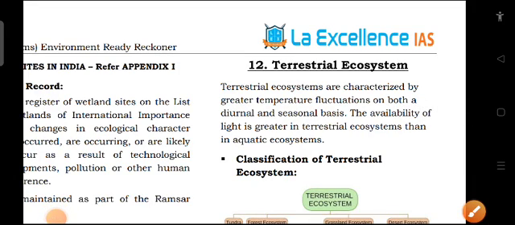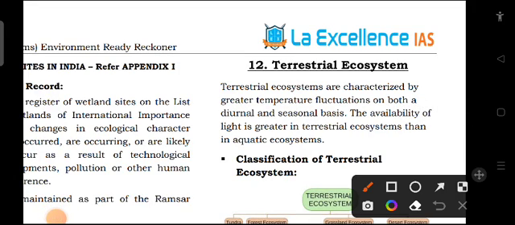Hey guys, let us continue with our environment series. So now we are starting with the terrestrial ecosystem. Terrestrial ecosystems are characterized by greater temperature fluctuation. So terrestrial ecosystem is basically the land area. We already completed the aquatic ecosystem, which is related to the water, and this one is related to land.